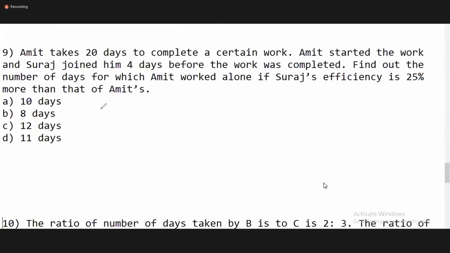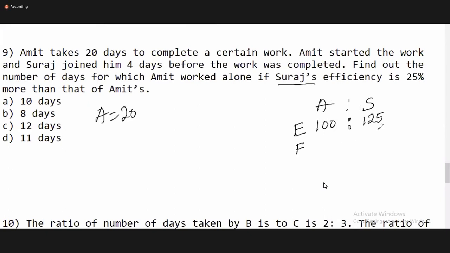Okay. We'll see. Amit can do it in 20 days. Guys, you need to start your question by using this point. So Amit and Suraj. Suraj's efficiency is 25% more than Amit. If Amit is 100% efficient, then Suraj will be what percent efficient? If Amit is 100, Suraj will be 125.